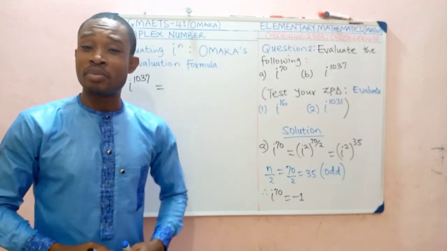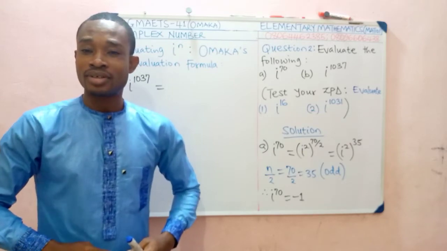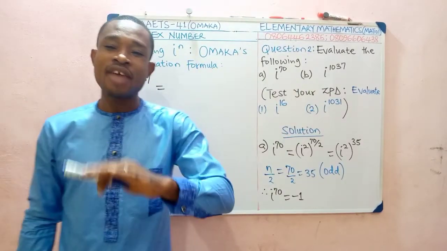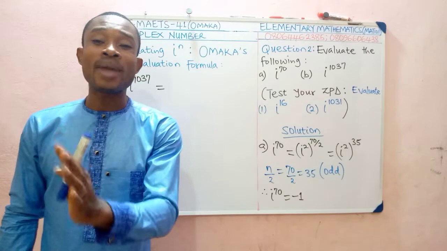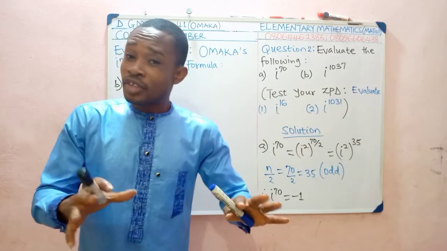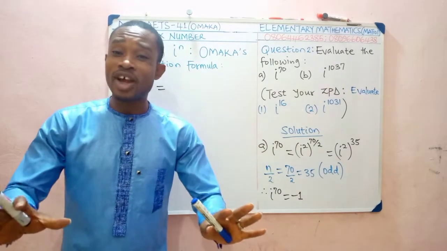1037, is it an even number or odd number? It's an odd number. The power here, n, is an odd number. So that tells us that i raised to power 1037 is either plus i or minus i. That's going to be the answer. Again, I don't know if it is going to be plus i or minus i. So we're going to find out.